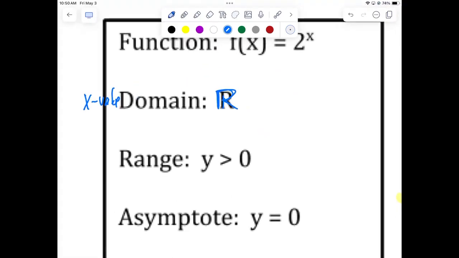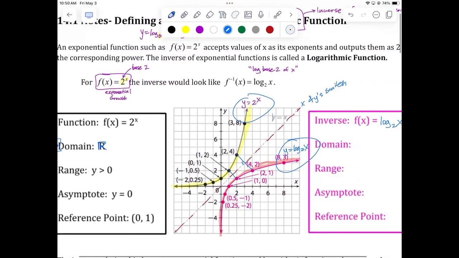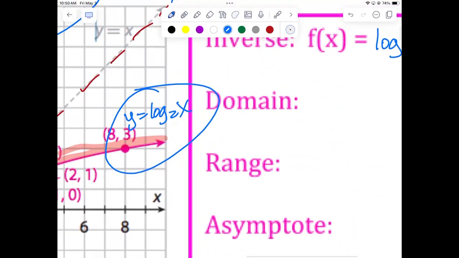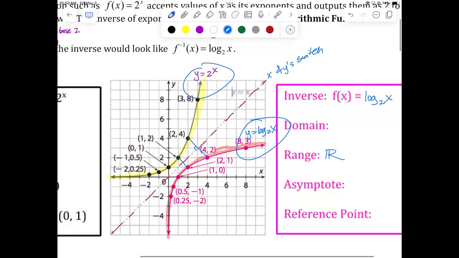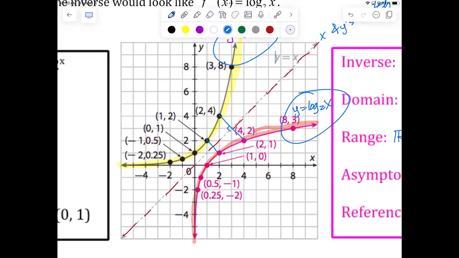So if the domain of the exponential is all real numbers, and those are the x values, that should be the what of the log, the domain or the range? It's the range. It's all real numbers. Okay? And you can see because what happens is this. The horizontal asymptote on the exponential turns into a what on the log.